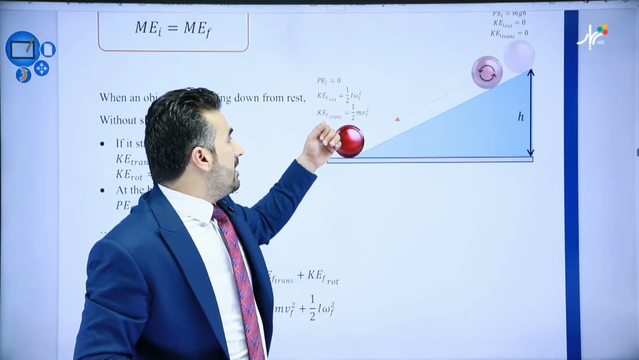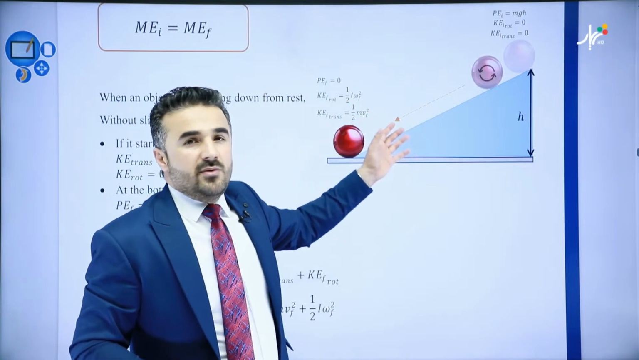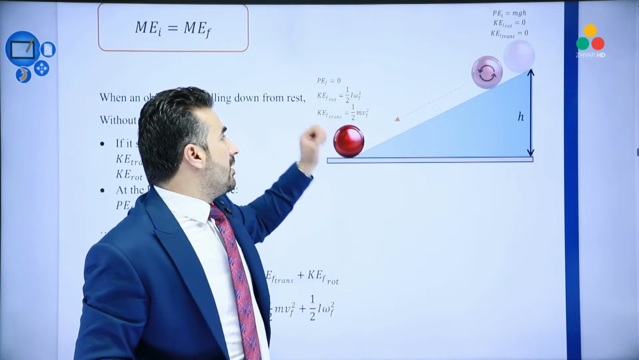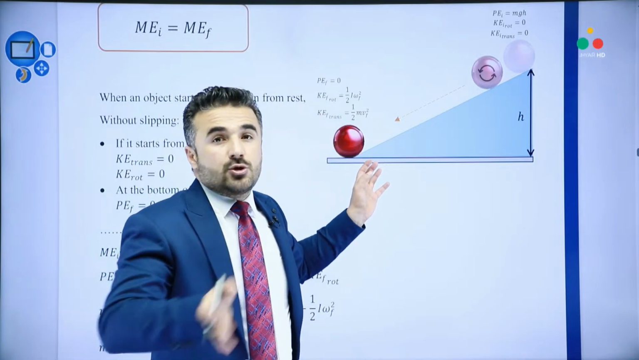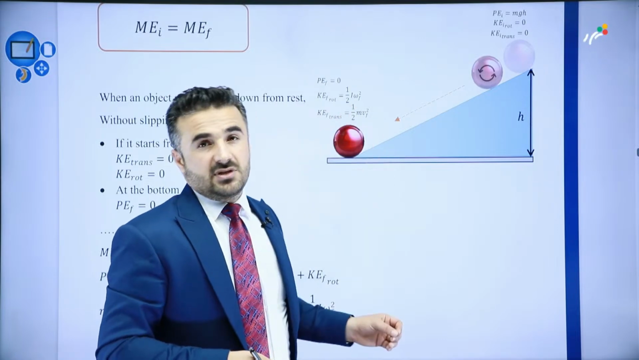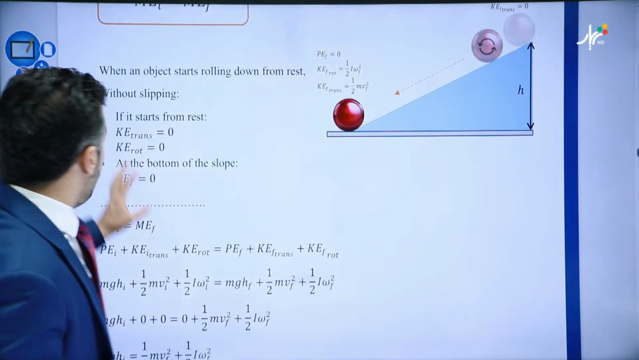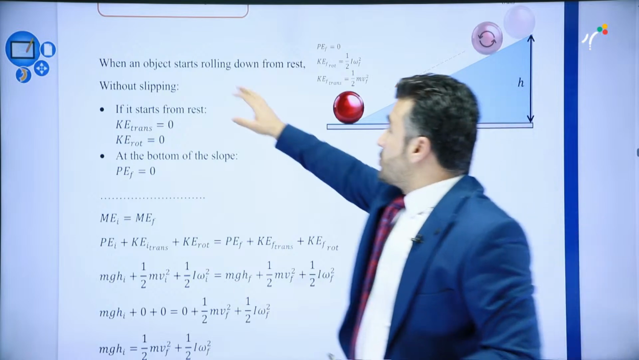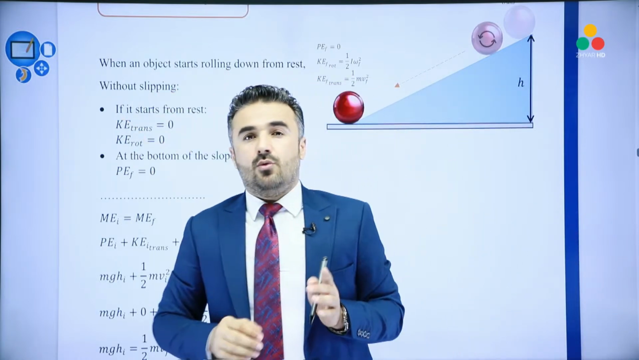And then kinetic energy of rotation: you know the equation, yeah? 1/2 times moment of inertia times final angular speed squared. And translational would be the same, but with the translational quantities: 1/2 times the mass times velocity squared. But there is one more thing you need to know. When an object starts rolling down from rest without slipping, there is a condition here.